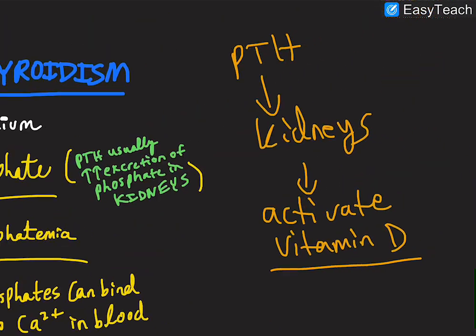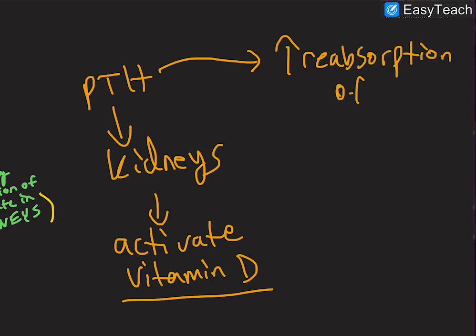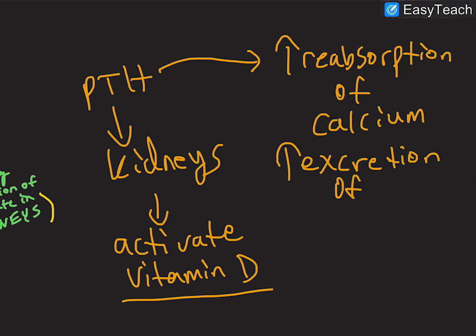And also, remember when parathyroid hormone goes to your kidneys, right? Especially in your distal convoluted tubule, for example, it increases reabsorption of calcium. Okay, remember that parathyroid hormone goes to your distal convoluted tubule of your kidneys and increases reabsorption of calcium. But at the same time, it also increases excretion, okay, of phosphates.